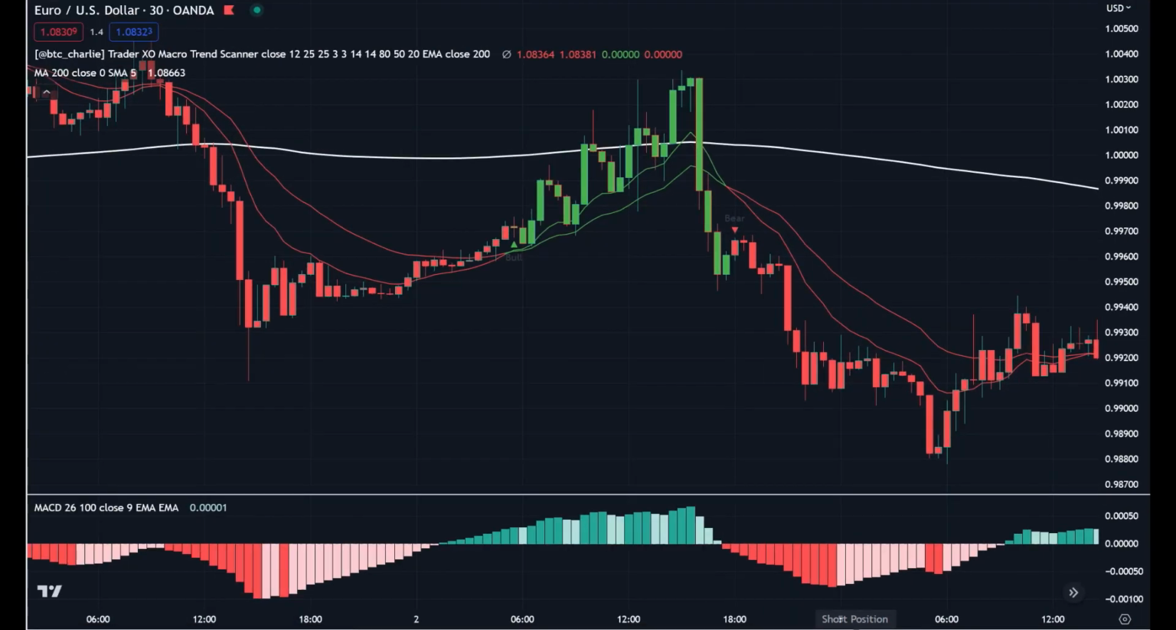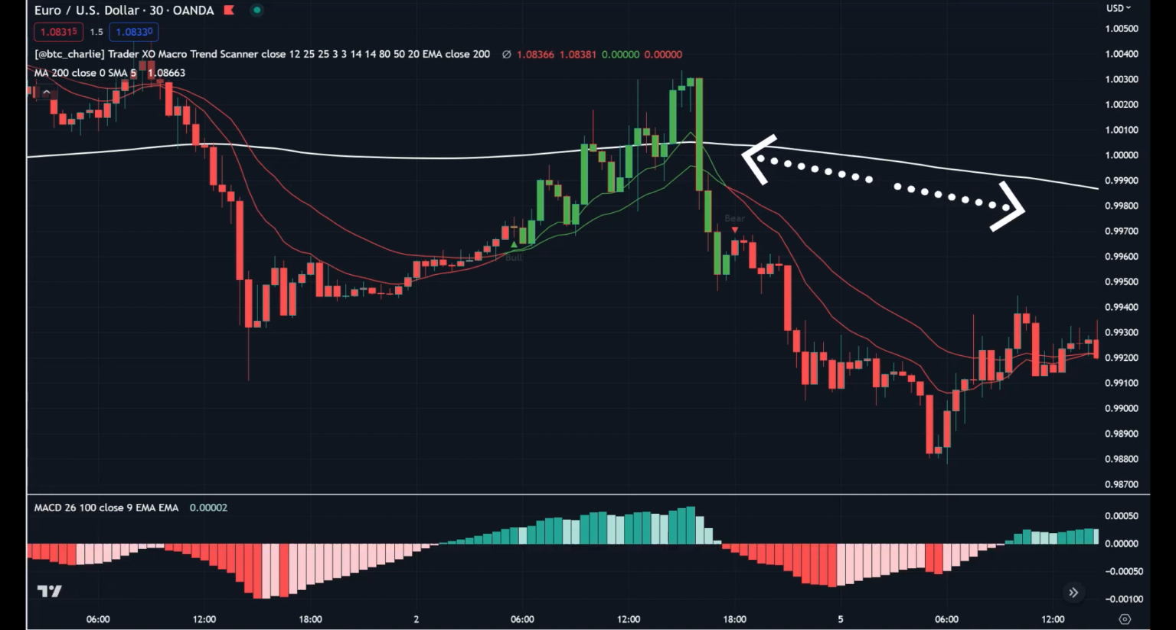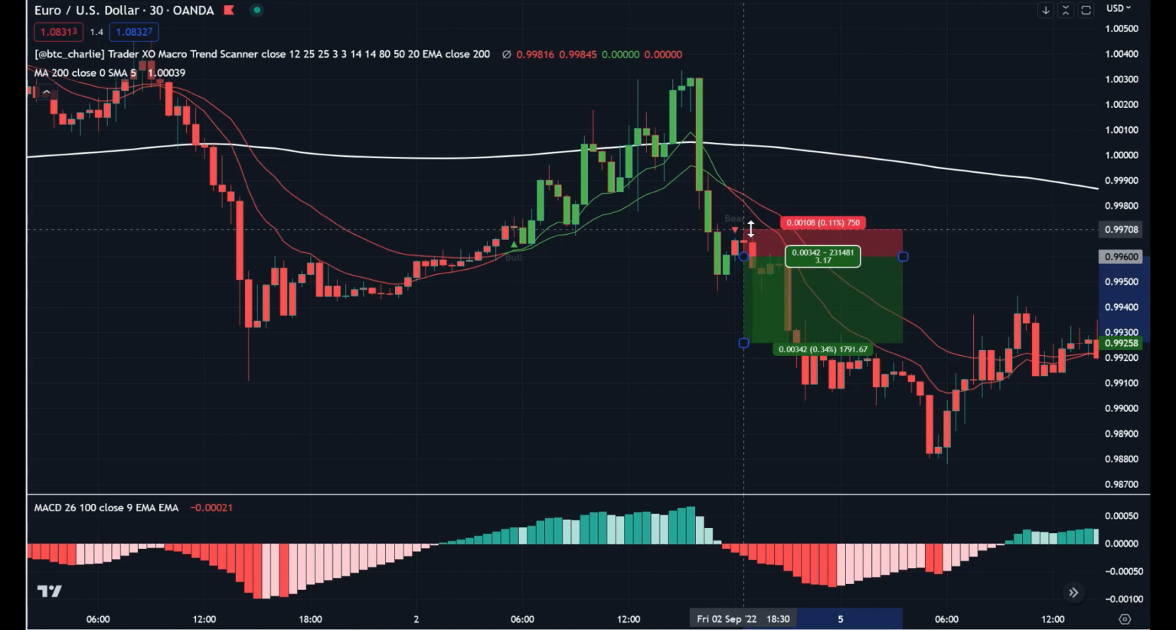To enter a sell trade, we need to meet certain conditions. Firstly, a sell signal should be generated by the first indicator, trader XO. Additionally, the MACD histogram should be below the zero line, indicating a downtrend. Lastly, the price should be lower than the 200 moving average line. If all these conditions are met, we can enter a sell trade. For example, if our trigger candlestick closes below the 200 moving average line, it provides confirmation for a sell trade.